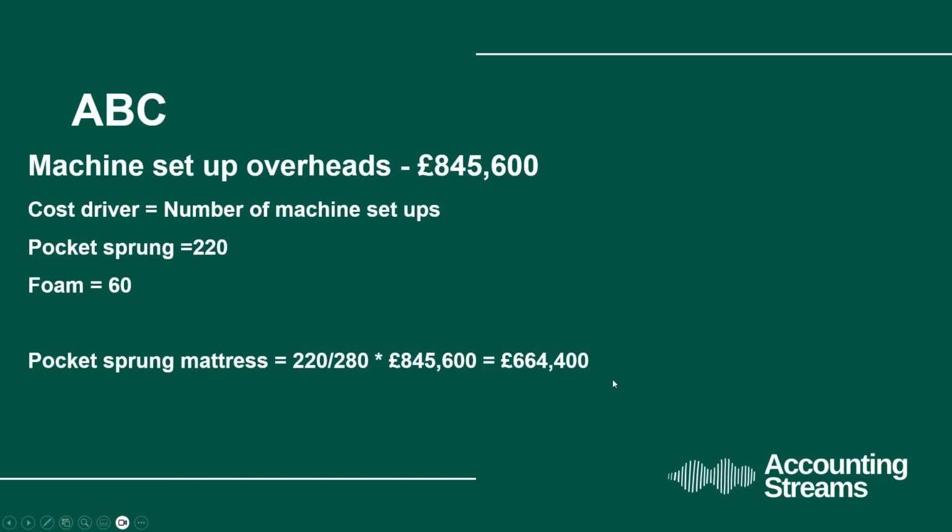So that will give us 606,400, and then the difference between this amount and 845,600 will give us 181,200, and that's the amount to allocate to making 2,500 foam mattresses for the year.